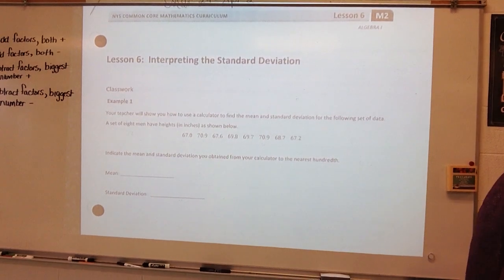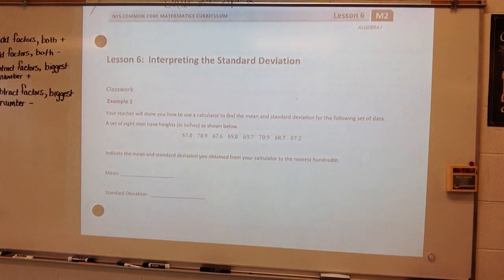Alright, second lesson for the week is lesson 6, interpreting the standard deviation. Last lesson we talked about how to find the standard deviation. Now we're going to look at what that means, interpreting that standard deviation. It says, your teacher will show you how to use a calculator to find the mean and standard deviation for the following sets of data. A set of 8 men have heights in inches as shown below. Indicate the mean and the standard deviation you obtained from your calculator to the nearest hundredth.